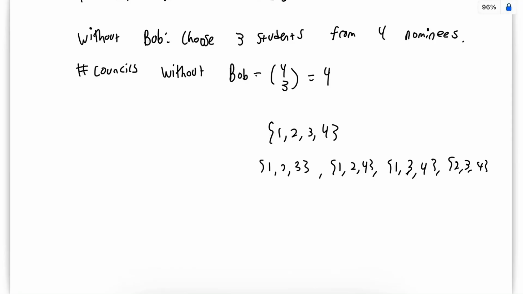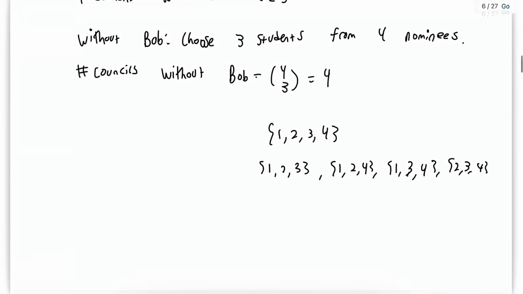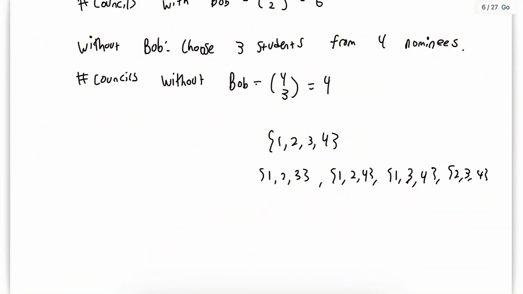Well, okay, here I've worked it out, but the intuition you should have is that when you have something like 4 choose 3, each of these excludes 1 element. So this one doesn't have 4, this one doesn't have a 3, this one doesn't have a 2, and this one doesn't have a 1.